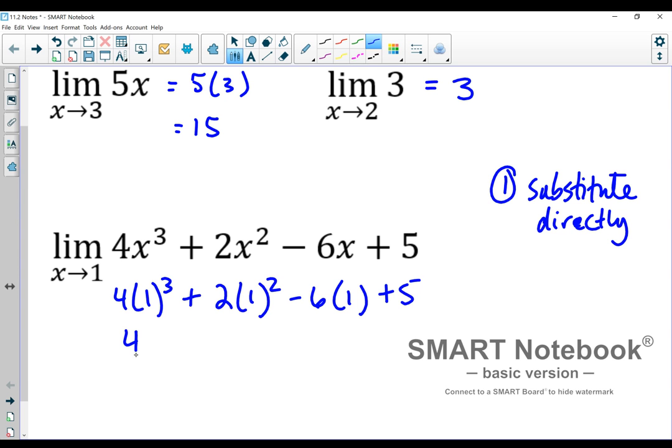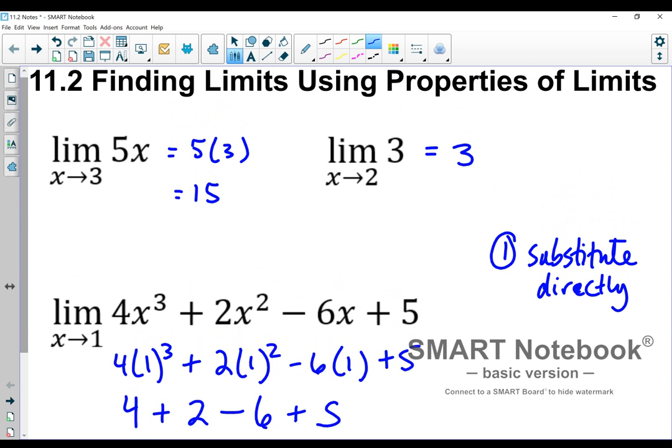So remember, a limit is like as x goes to 1, or if x just equals 1, right? We just have to be close, but sometimes it's actually going to be equal. So 4 plus 2 is 6, minus 6, plus 5, so the limit's going to be equal to 5. So this is the first problem type, where you're just going to substitute directly.